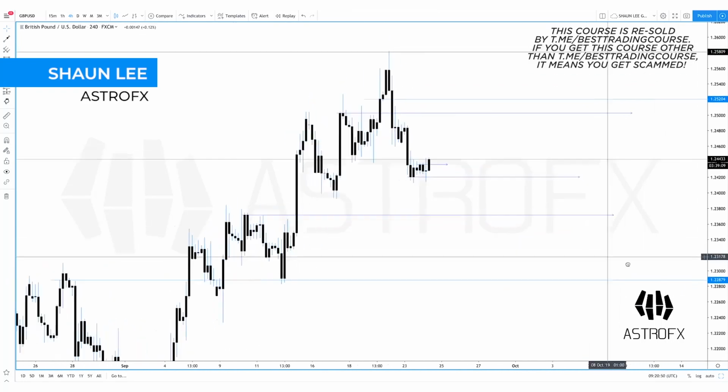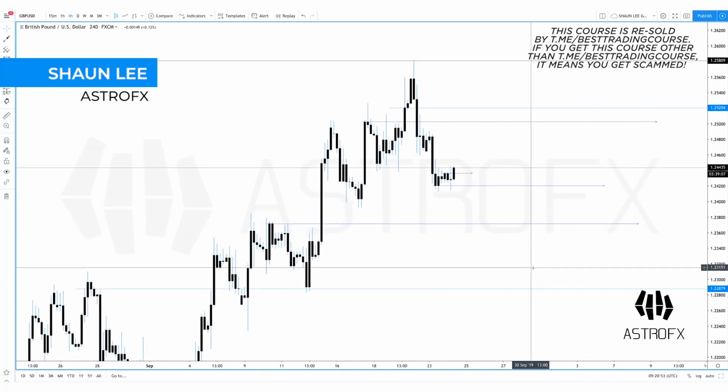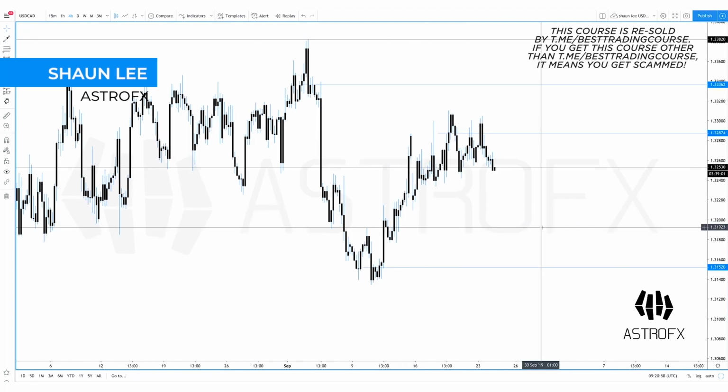Look how clean that chart looks. It looks so clean, but we know exactly what's going on. We know exactly what's going on. So let's fall into the USD CAD.